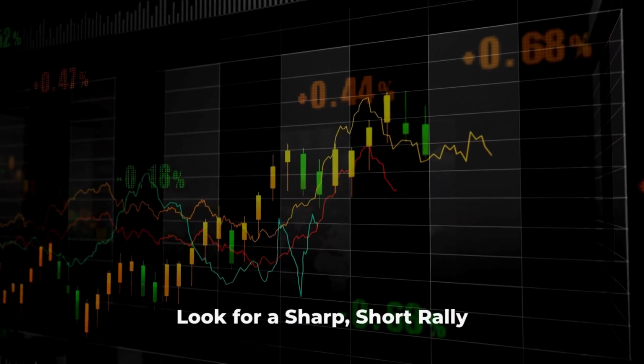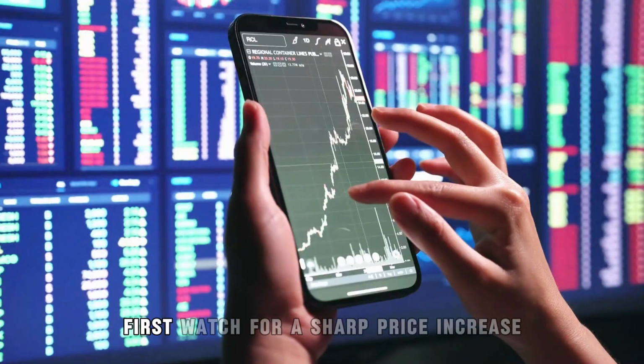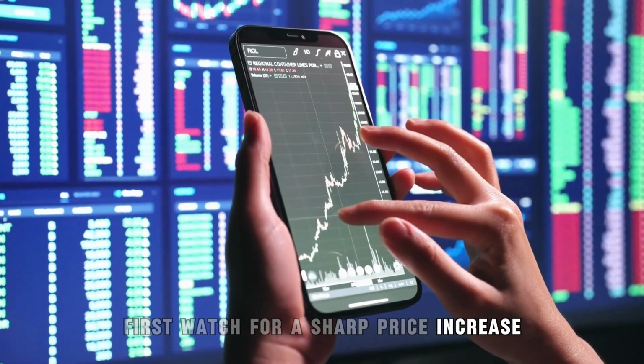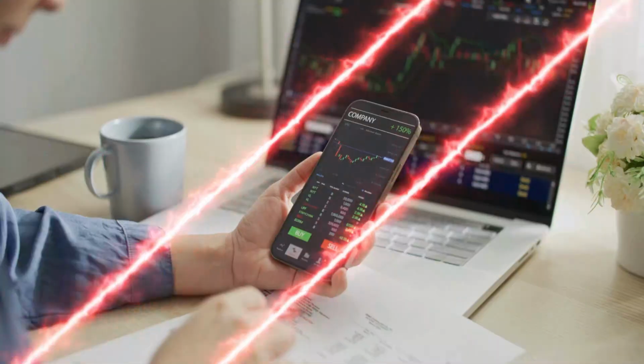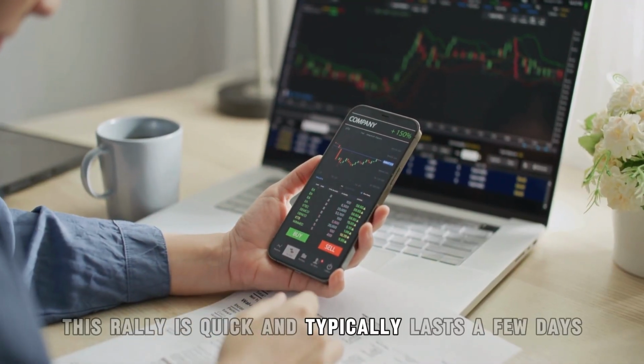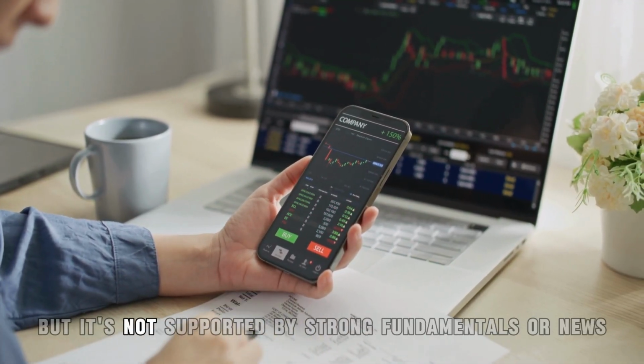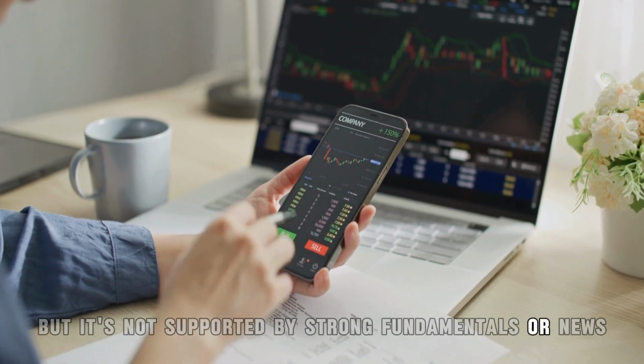Step 2. Look for a sharp, short rally first. Watch for a sharp price increase after a significant drop. This rally is quick and typically lasts a few days, but it's not supported by strong fundamentals or news.